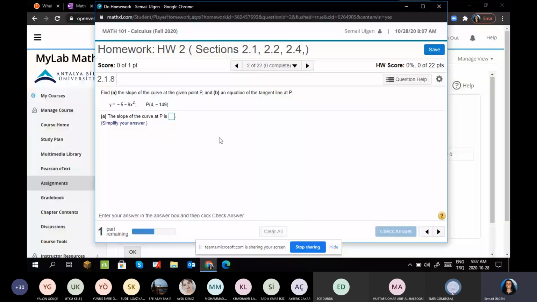Okay, so this question says, find the slope of the curve at the given point P. It says the slope and the equation of the tangent line, and the function is given to be -5, -9x squared. The point is 4, -149, and then you're going to write the slope, and you're going to write part B, the equation of the tangent line.